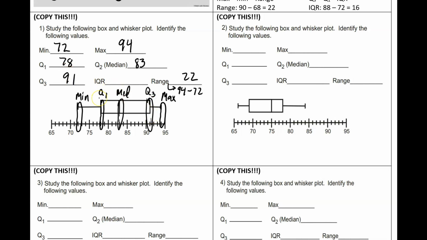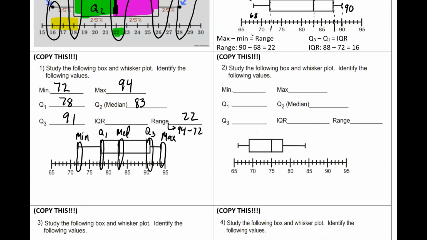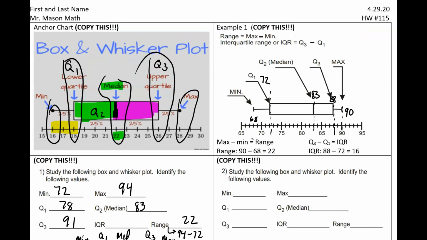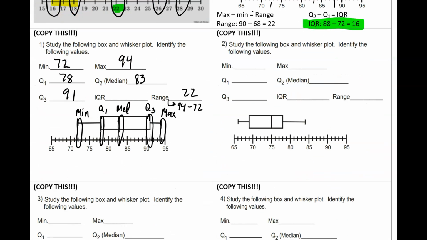So the interquartile range, remember if you go back up to the notes that you have at the top of your paper, the interquartile range, you can find it right here, is quartile three minus quartile one. So 91 minus 78 gives you your interquartile range of 13. Right? So that's an example of how you do those problems.